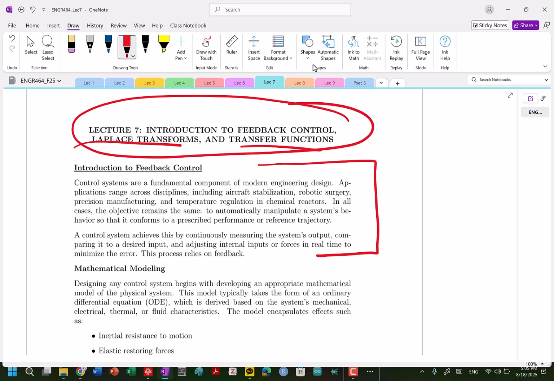But control systems are really ubiquitous. They're in tons of different applications. Again, the whole idea is that a control system continually measures the system's output, compares it to the desired input, and adjusts the internal inputs or forces to minimize the error. It works like a feedback loop.